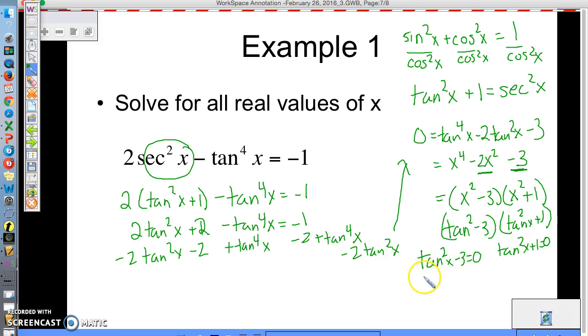And now we have to solve these. So this is a long one here. Let's see, we end up with tan squared of x equals 3. So we can square root this. So where does the tan of x equal plus or minus the square root of 3?